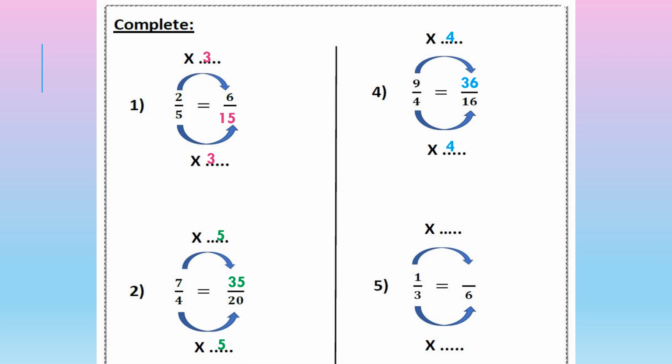Number 5, 1/3 equals what over 6? Look at the denominator. 3 times what equals 6? 3 times 2. So 1 times 2 equals 2.